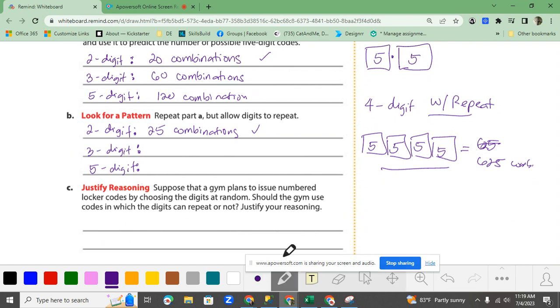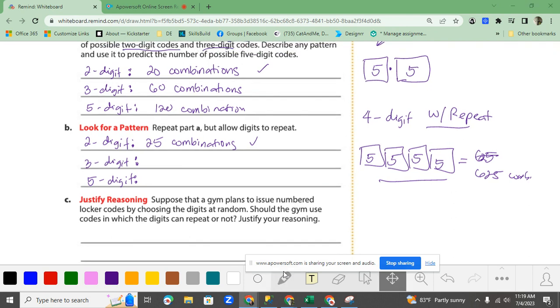Now letter C, justify reasoning. Suppose that a gym plans to use numbered locker codes, just like letter A and letter B, by choosing the digits at random. Should the gym use codes in which digits can repeat or not? So this one you kind of think for yourself. I'm gonna give you like a guide.